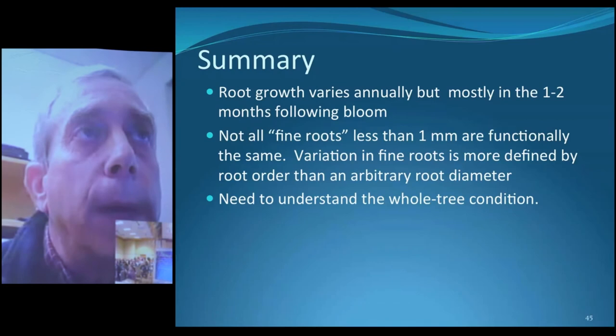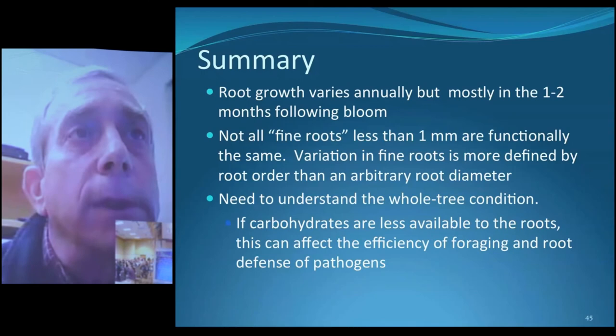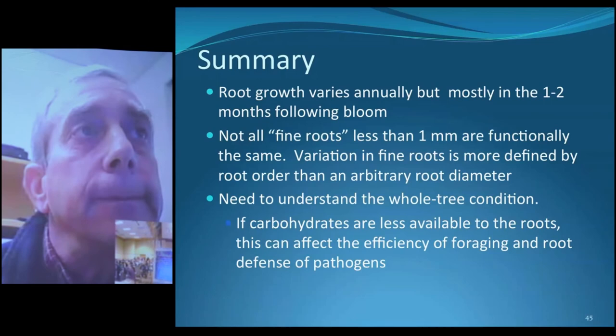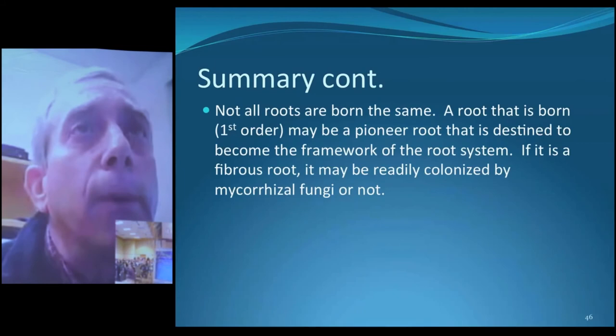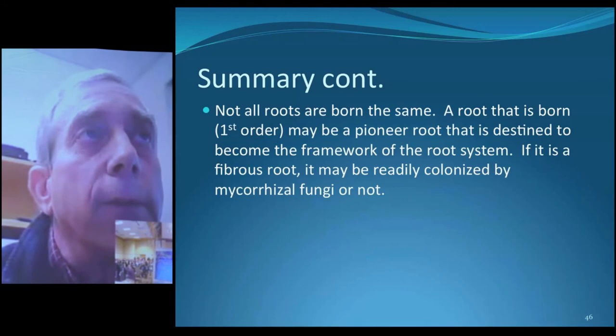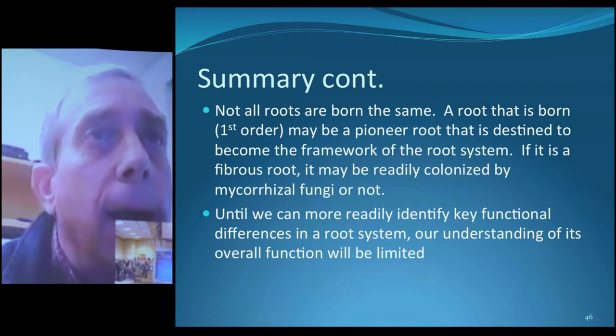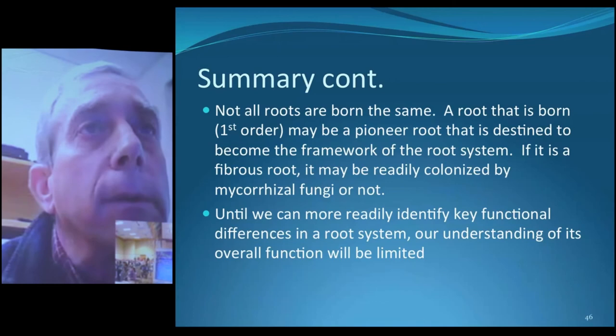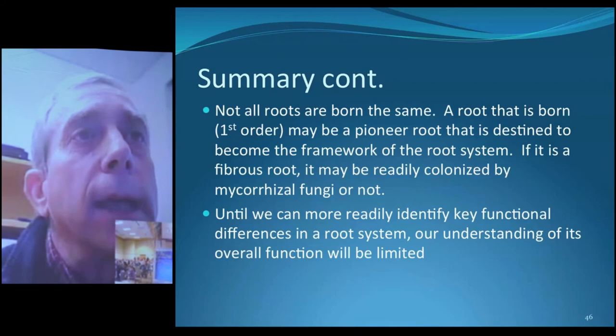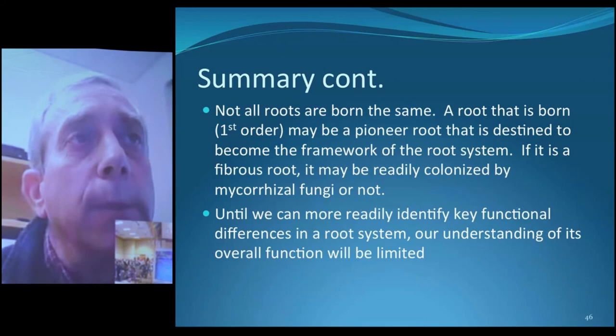And in particular, if carbohydrates are less available to the roots, this can affect the efficiency of foraging and root defensive pathogens. Continued, as I said, not all roots are born the same. You have the pioneer roots that build the framework, as well as the fibrous roots that are for absorption. And finally, if we're going to try to identify key functional differences in the root system, we have to recognize that we're not going to understand the function as it relates to management practices without that better understanding.